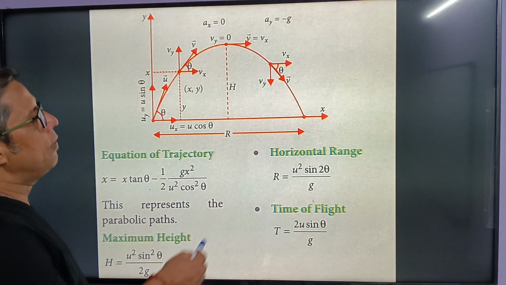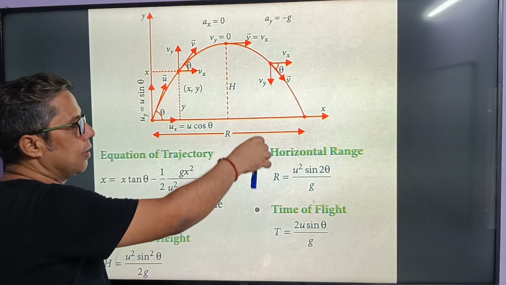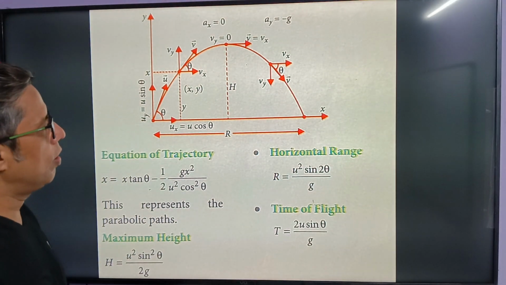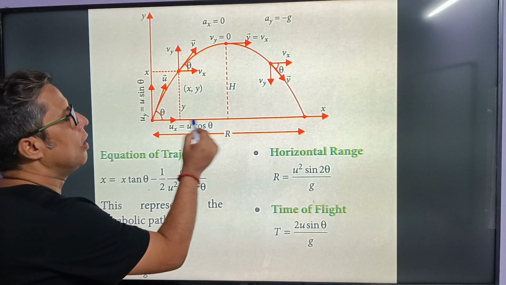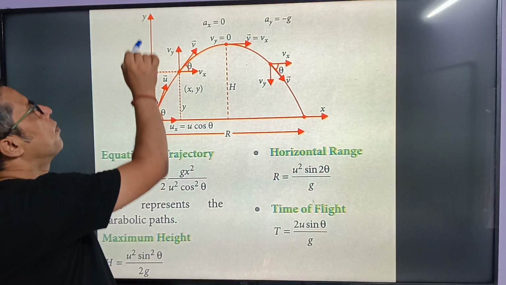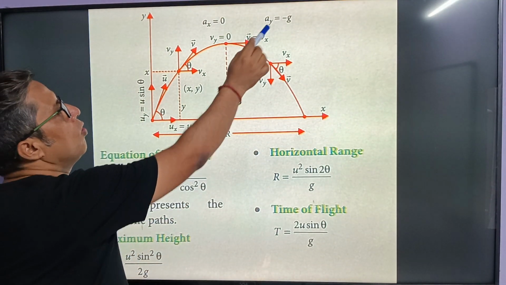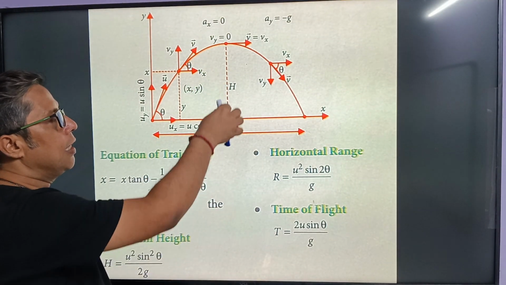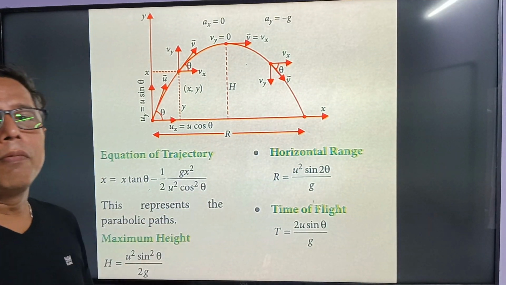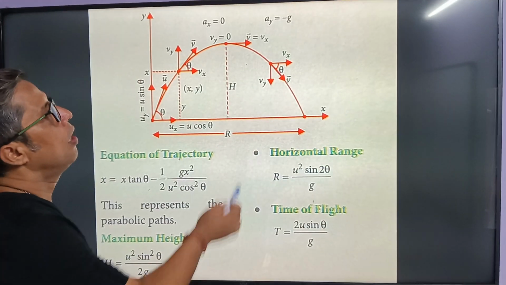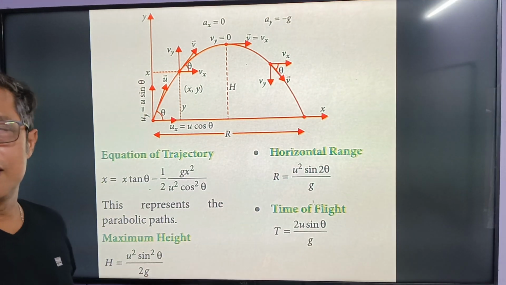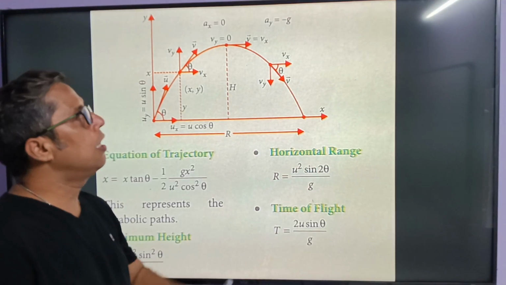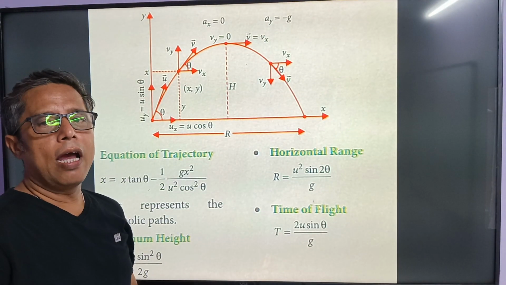Now, you know that gravity always acts downward like this. That is always true. But in our case, we are taking x as positive this side and y as positive this side. So ay is equal to minus g, because the positive y direction is upward, but the acceleration actually acts in the downward direction. This is very important. I have seen that a lot of students have confusion at this point. So why is ay minus g?